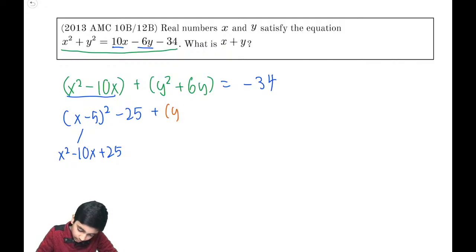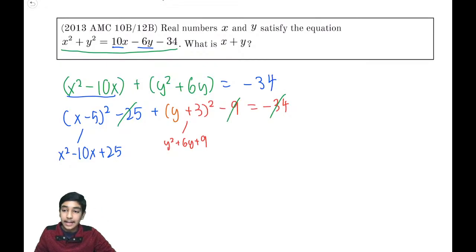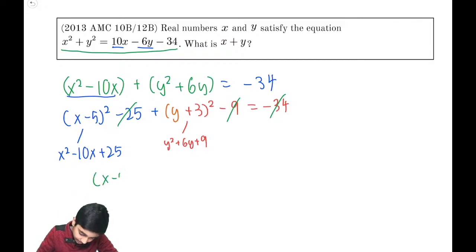Same thing for the y squared plus 6y term. So we just do y plus 3 squared minus 9. And you know that y plus 3 squared is just y squared plus 6y plus 9. So you subtract 9 to account for it. And then we get it's equal to negative 34. But then we know that these terms will all cancel, because negative 25 plus negative 9 is negative 34. So we're left with x minus 5 squared plus y plus 3 squared is equal to 0.